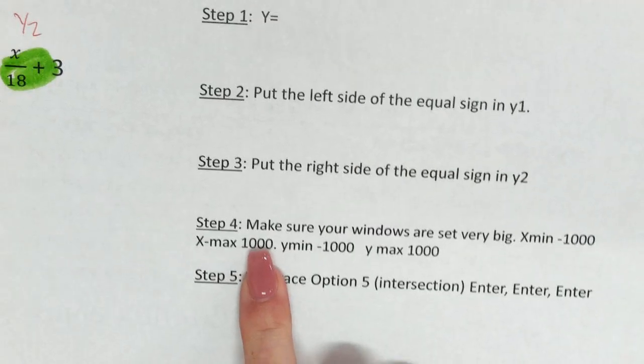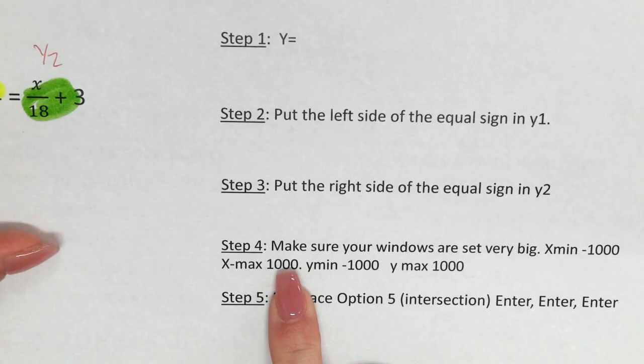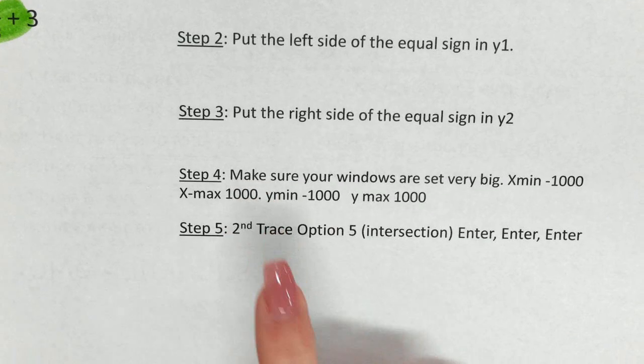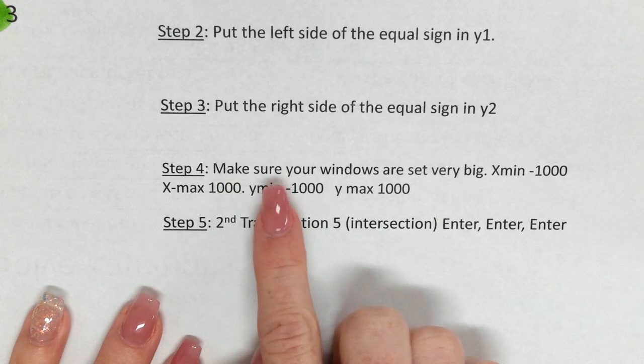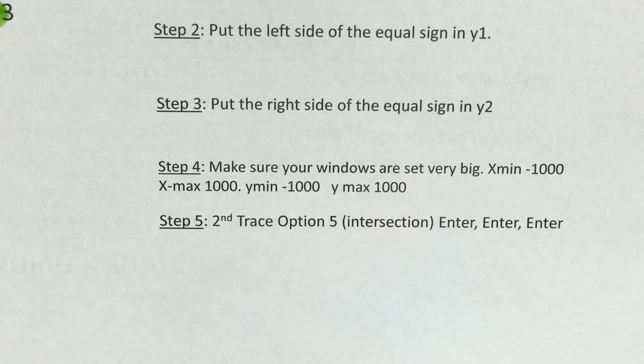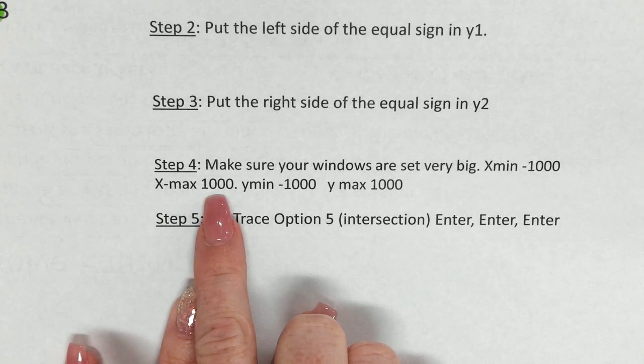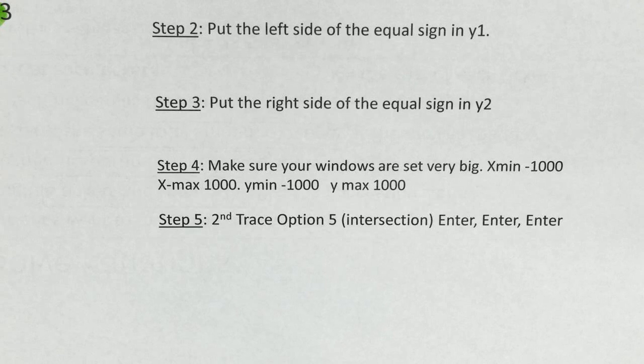Once you've done that, here is the step that we're going to focus on today. We're going to make sure we know how to set our windows. We just went over it in our warm-up, but we're going to make sure we're good with it. You want to make sure your windows are set very, very big. You can go as big as you want. Just remember that if you get an error, it's probably because it can't see the answer. So if I set my windows to negative 1,000, positive 1,000, but the answer is 3,000, it's not going to see it. Make sense? So you can set it as big or as small as you want to.